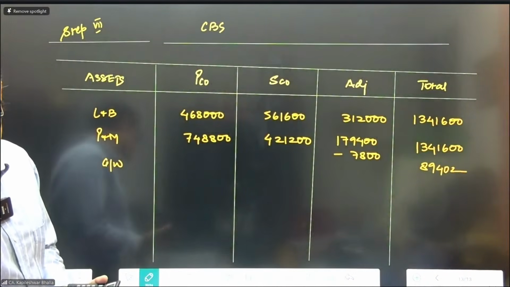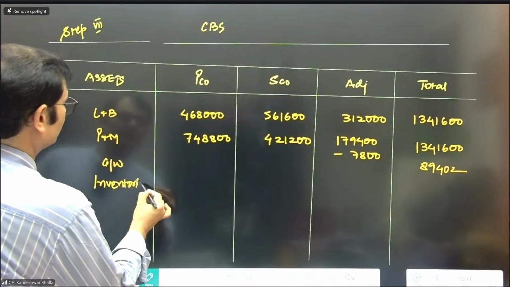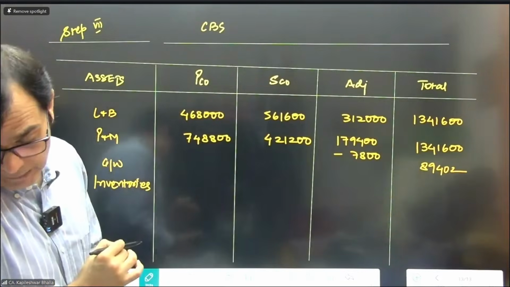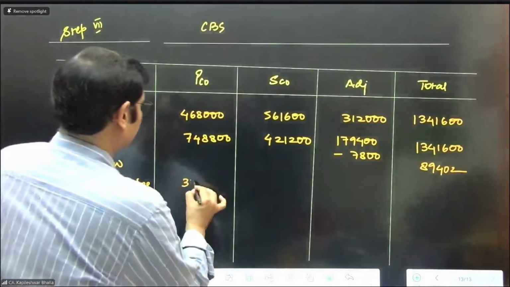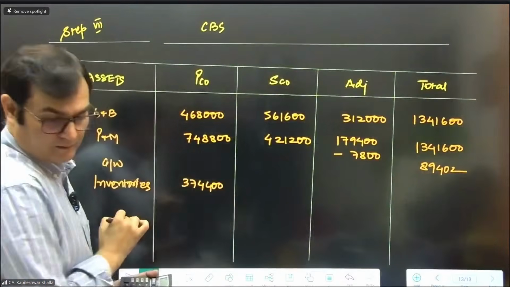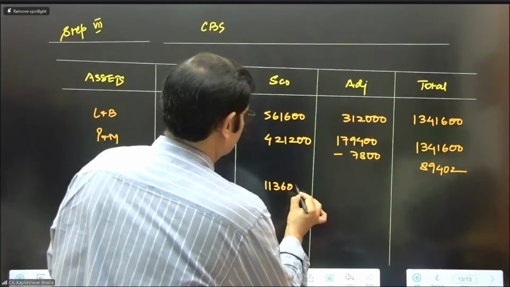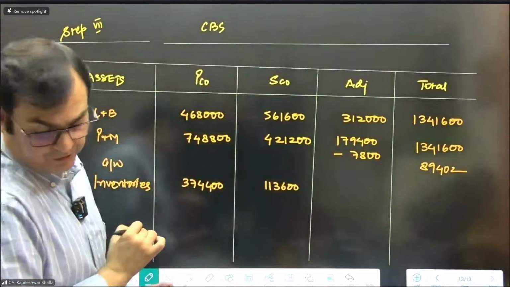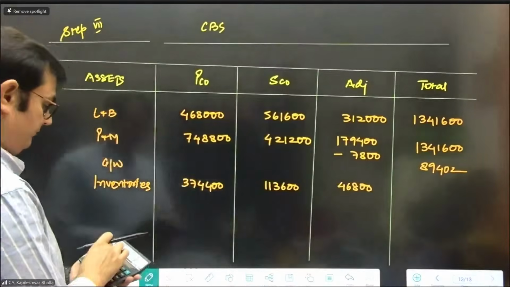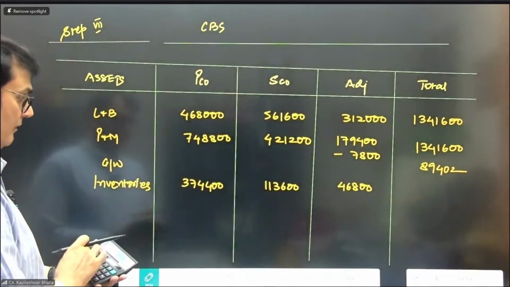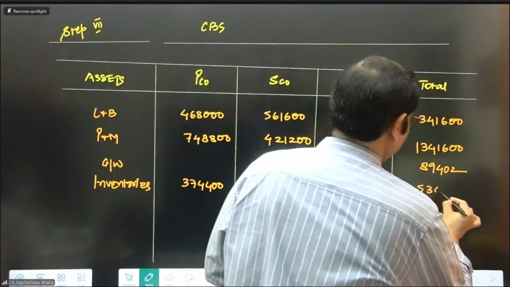Okay, let's go further. We are given inventories. There is a fair value adjustment for inventories. Inventories is 374,400, and this is supposed to be 113,600. Fair value change of the inventory is 46,800. No stock reserve. That comes to 534,800.